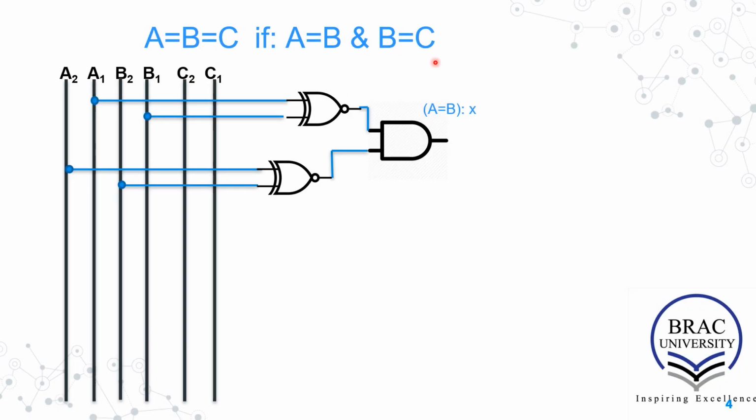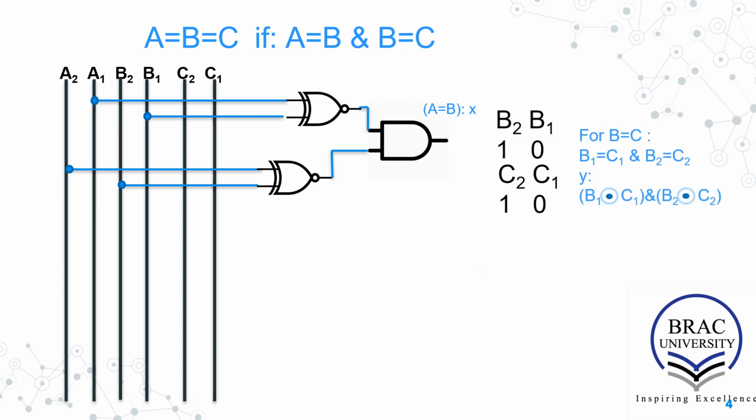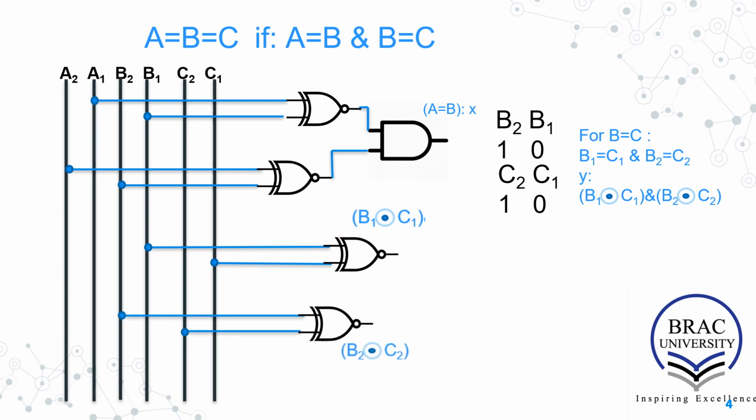Next we will check whether B is equal to C. So the process is very similar. First we will check whether B1 and C1 are equal or not, and then we will check whether B2 and C2 are equal or not. So to check B1, C1, we will pass B1, C1 through an XNOR gate, and then we will pass B2 and C2 through an XNOR gate. And then we will AND these two functions and we will check whether B and C are equal or not. So the function that checks whether B and C are equal is represented by the function Y.